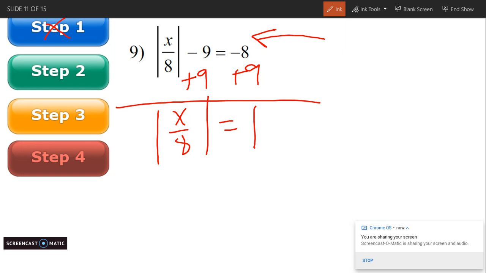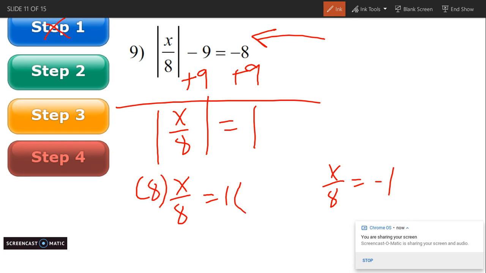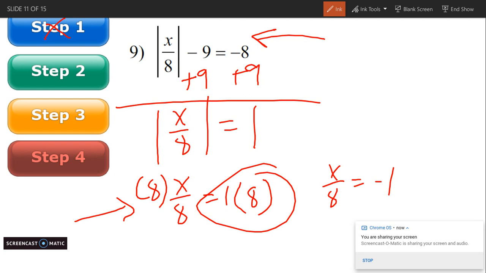So we can set up our two equations. You've got x over 8 equals 1. X over 8 equals negative 1. We're going to undo division with multiplication. This is x divided by 8. Show the multiplication on both sides. I see a lot of kids trying to just write it over here, and then they don't do anything over here. That's not going to end well for you.